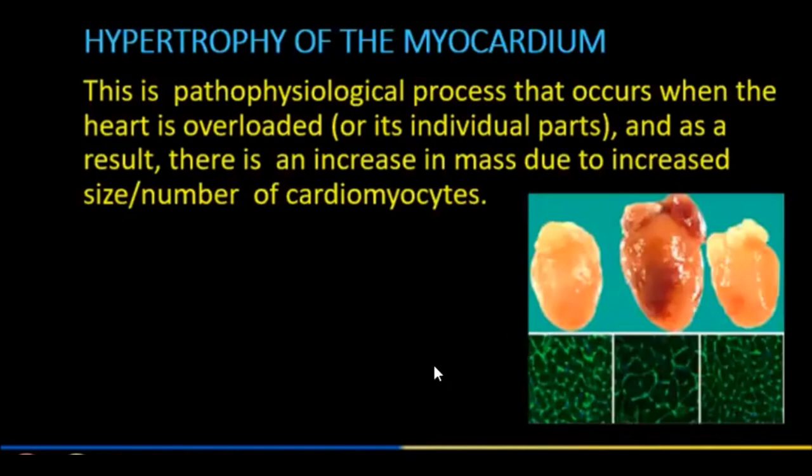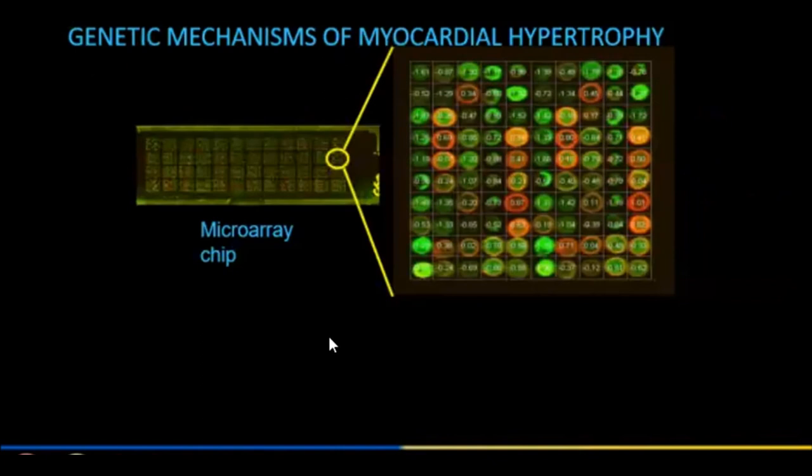Hypertrophy of the myocardium is a pathophysiological process that occurs when the heart or its individual parts are overloaded, and as a result, there is an increase in mass due to increased size or number of cardiomyocytes. You understand the genetic mechanism for myocardial hypertrophy. There are two main, and very important, microarray chips, for example, and this is image two.